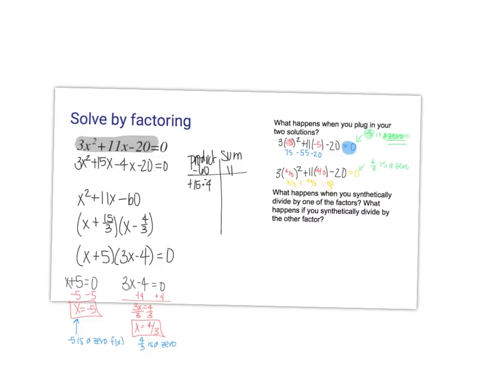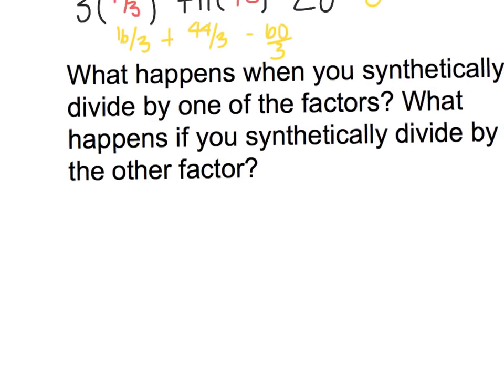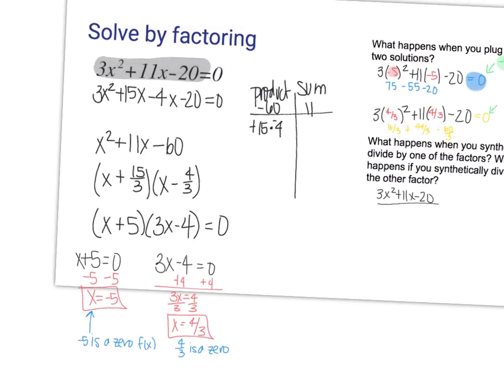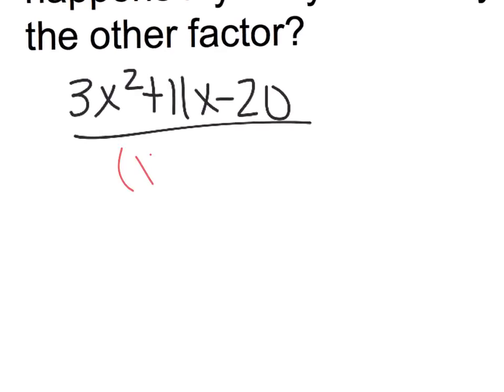So the second question asks us, what happens when you synthetically divide by one of the factors? So what I want to do here is take our original problem, 3x squared plus 11x minus 20, and divide that by one of our factors. Specifically, we are going to divide that by x plus 5. That's one of my factors. We're going to divide by that one because it's easier. We can't divide by 3x minus 4 without doing a little bit of work.